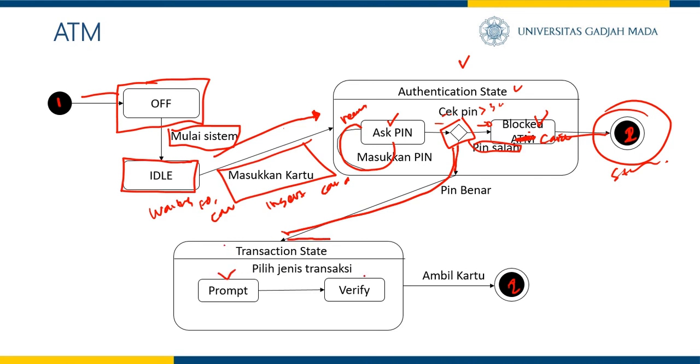And we have prompt and verify. This is the prompt looking for the desired transaction, doing the transaction, and then verify, which means after I choose the transaction, I will verify it, like okay, this is the correct amount and so on, and then the user will take out the card and it will stop.